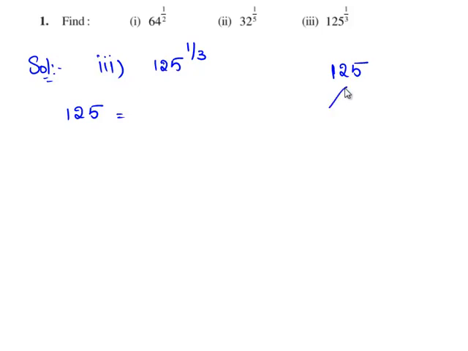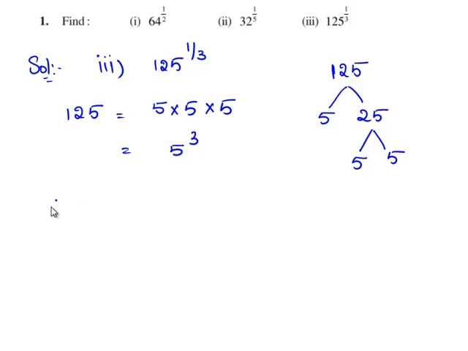125 can be written as 5 times 25 and 25 is written as 5 times 5. Therefore, the irreducible factors of 125 are 5 times 5 times 5, which is 5 raised to the power of 3. Therefore, 125 raised to the power of 1 by 3 is written as 5 raised to the power of 3 whole raised to the power of 1 by 3.